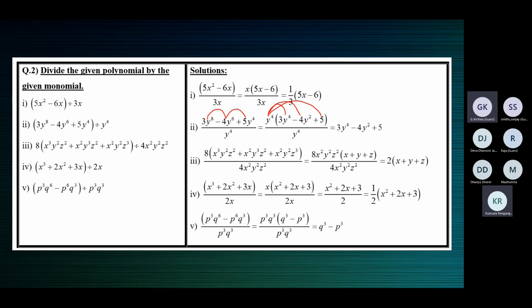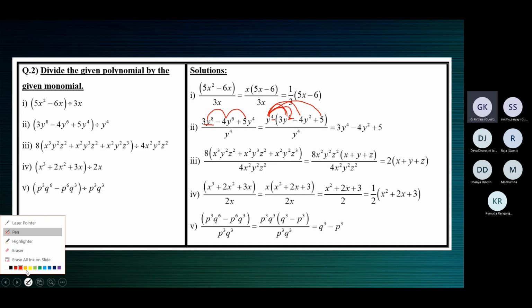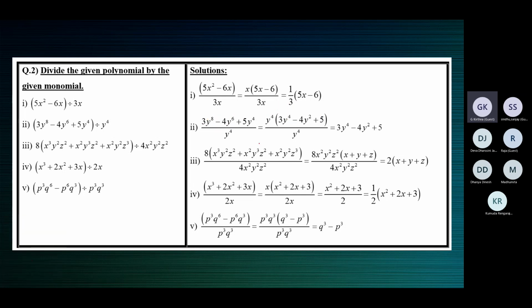I'm pausing so that you multiply and check. y to the power 4 into this is the first term. When you multiply these two, you'll add the powers. 4 plus 4, 8. When y to the power 4 is common, you should write 3y to the power 4 here. Then y to the power 4 into y to the power 4. When you're multiplying, you're adding the powers. 4 plus 4, 8.